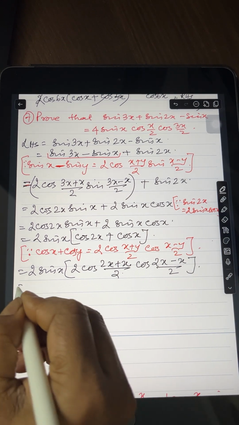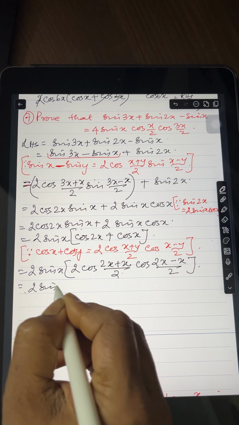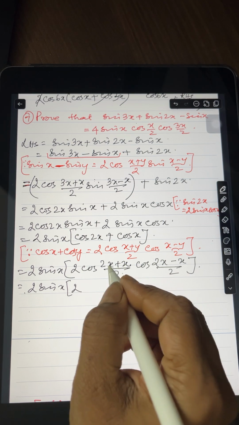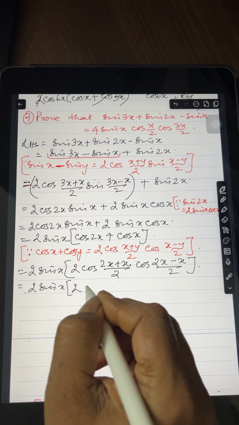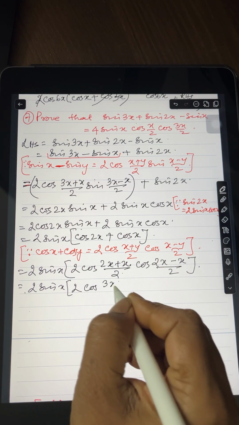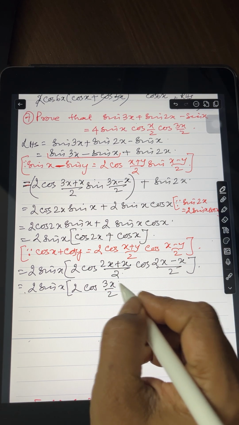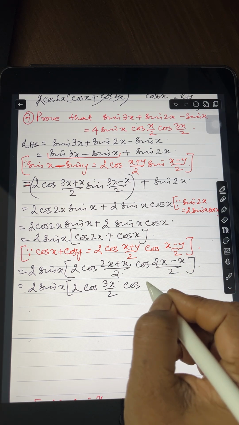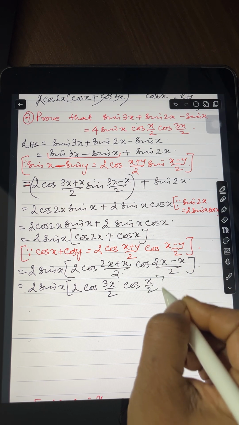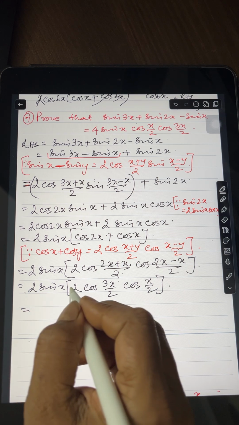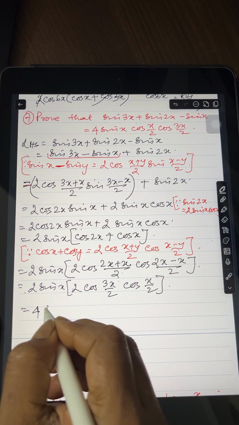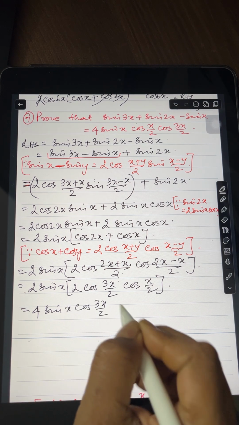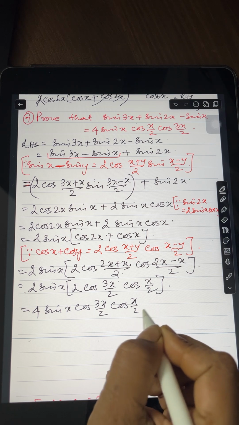Now you see 2 sin x, simplify it. 2x plus x is 3x. 3x by 2 is again 3x by 2 only. You can't cancel this, no? So 3x by 2. Then cos (2x minus x). What is 2x minus x? It is x by 2. Now you see these 2 and this 2 you can multiply. 4 sin x cos 3x by 2 cos x by 2.